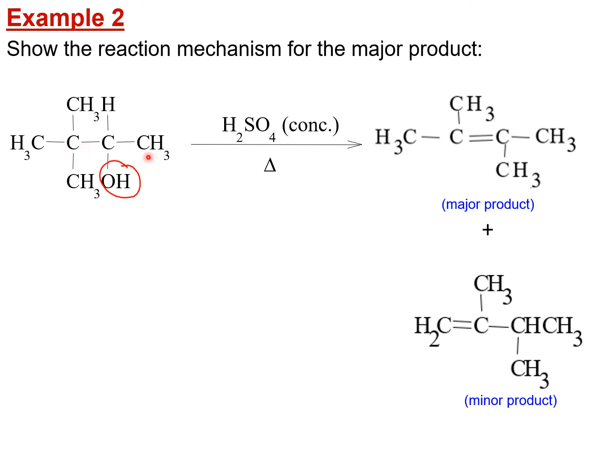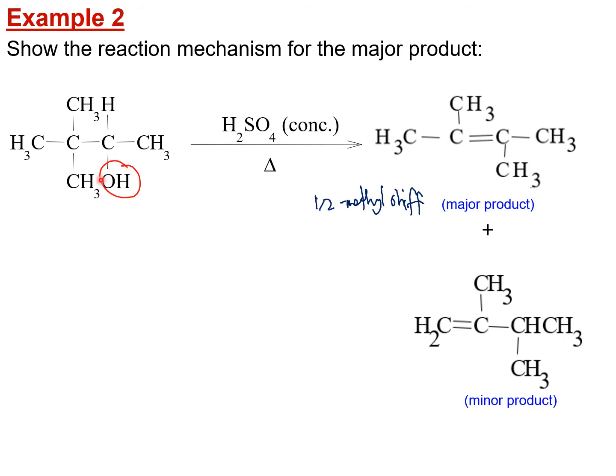Okay, but if you look at the major product, the double bond is formed here, even though this carbon atom has no hydrogen at all. It is only attached to another 3 methyl groups. So how? That means, I believe, for this major product to be formed, it does a 1,2-methyl shift. Okay, methyl shift. Why does it do a 1,2-methyl shift?